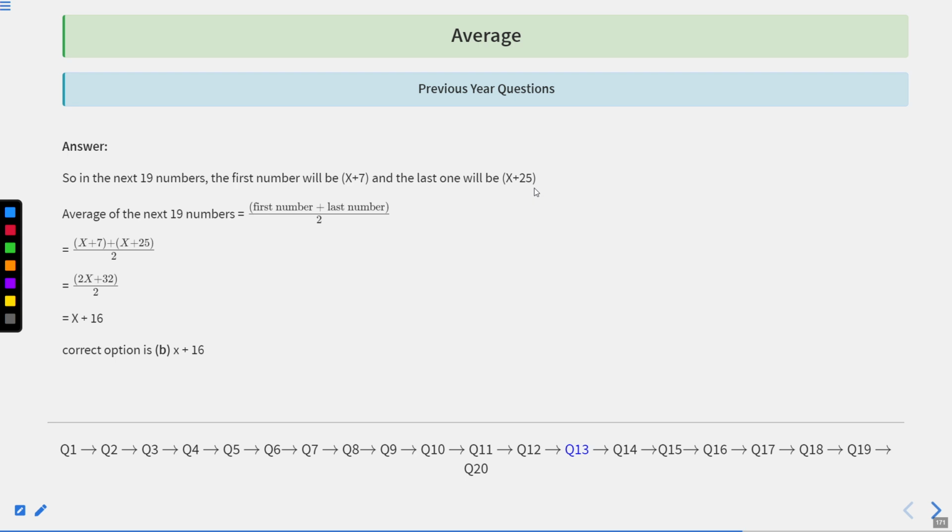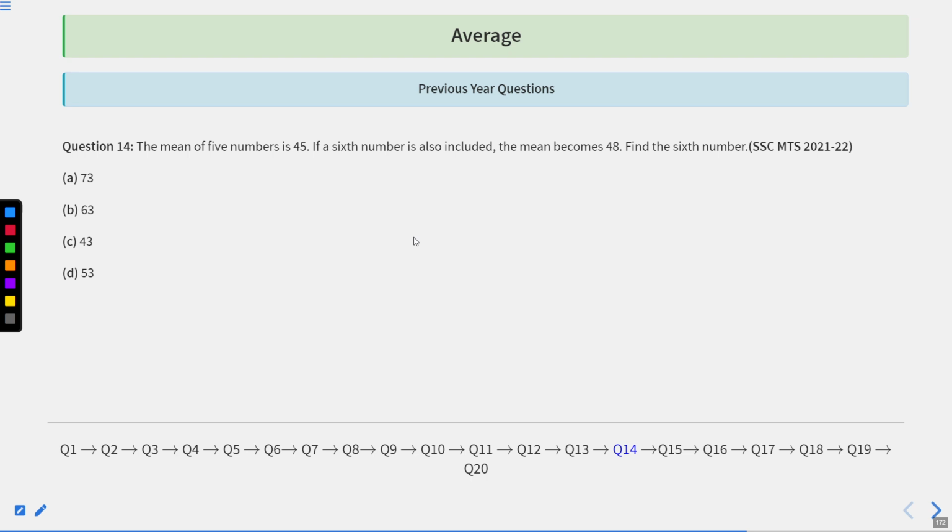x plus 25. So the average of the next 19 numbers is equal to the first number plus the last number upon 2. The first number is x plus 7, and the last number is x plus 25. If we take the sum, we will have 2x plus 32 upon 2, which is equal to x plus 16, and the correct option here is option B, x plus 16.